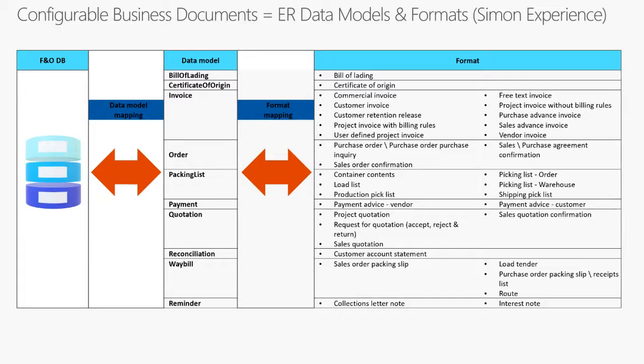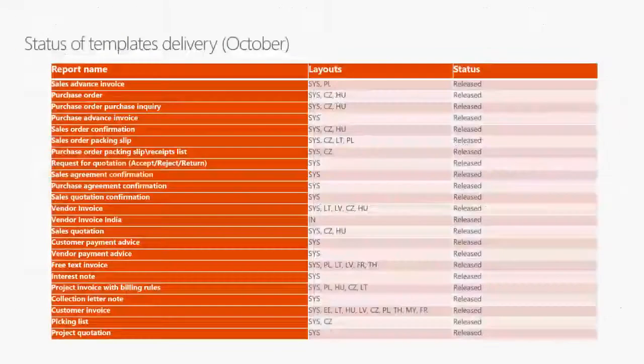So this is the list of models which we have, and for every model, for example, for invoice, you can have different outputs, different reports, like just customer invoice, project invoice, etc. And again, as I mentioned, we would be releasing the content day one experience through October till December this year. But actually, most of the reports are already available. Most critical reports like invoices, sales order confirmation, quotations, right?